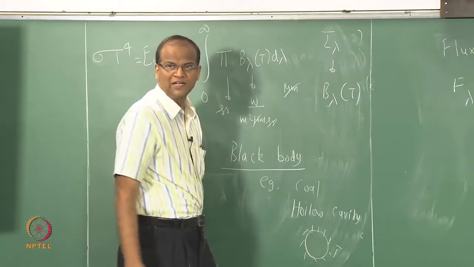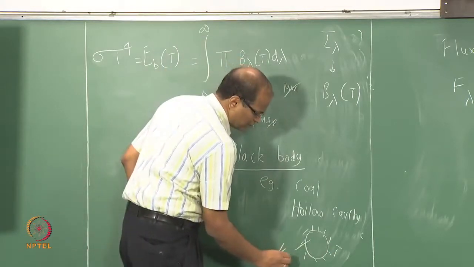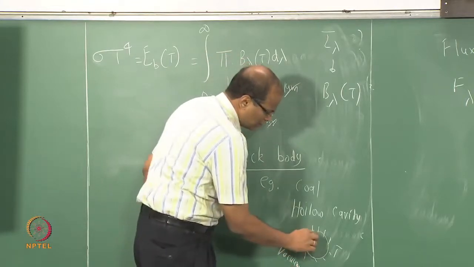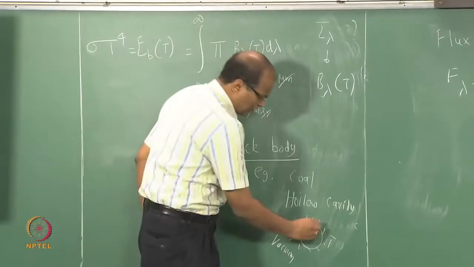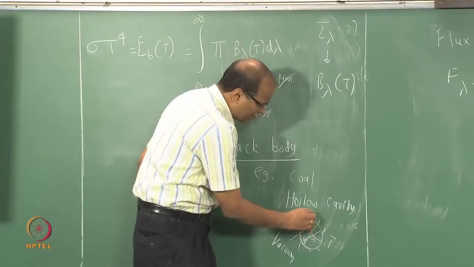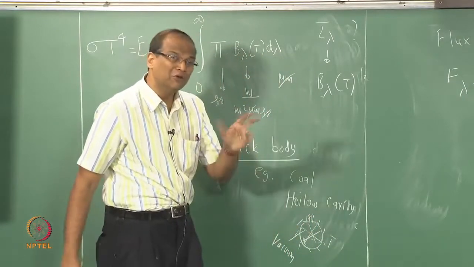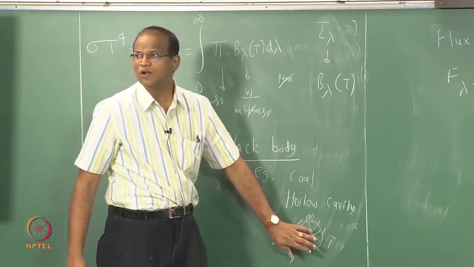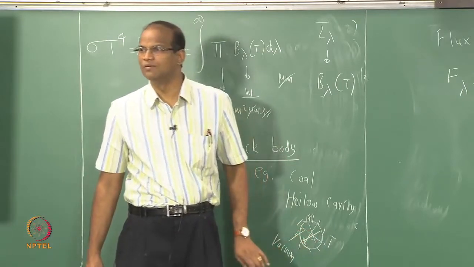It is maintained at temperature T. There is vacuum inside. A small opening is there, so there will be multiple internal reflections, right? Then the pencil of radiation which is coming out can be deemed to be a black body radiation at the temperature T. This is how you simulate a black body in the lab.